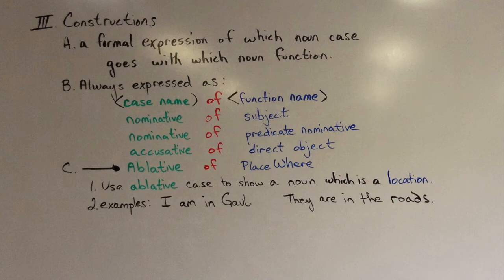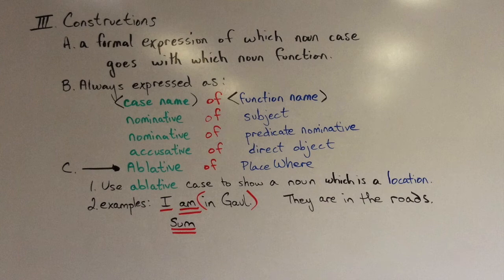For the first one, as we learned in a previous lesson, first, let's make sure that we diagram these properly. We're going to add a new step to our diagramming now. We are going to begin putting parentheses around prepositional phrases. So for I am in Gaul, we would underline I as the subject, double underline am as the verb, and put parentheses around the prepositional phrase in Gaul. Then we would translate the phrase I am as sum, just as we learned in a previous lesson, and then we would translate in Gaul as in Galliā.